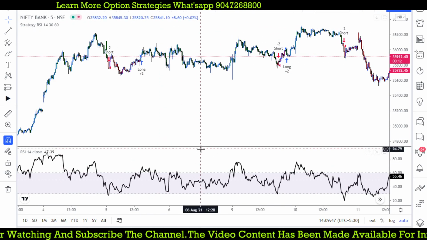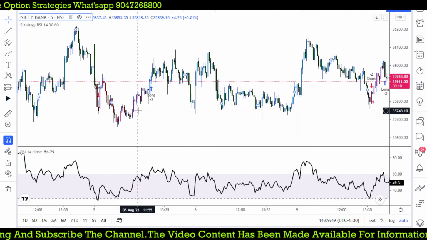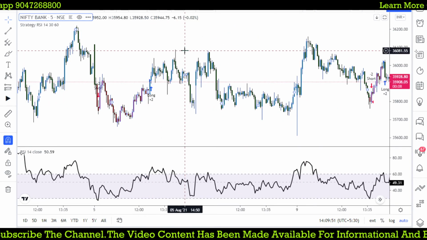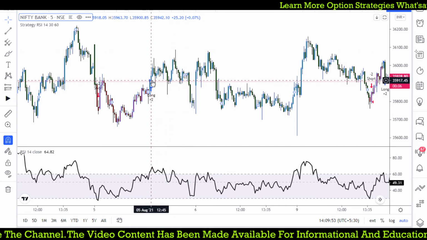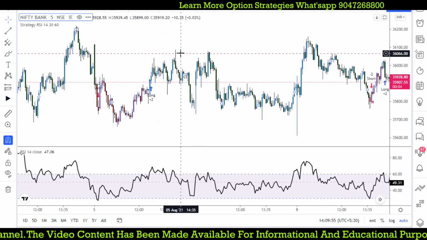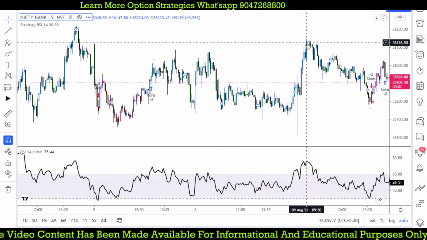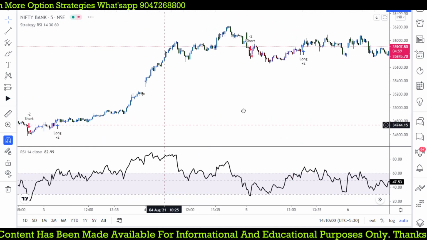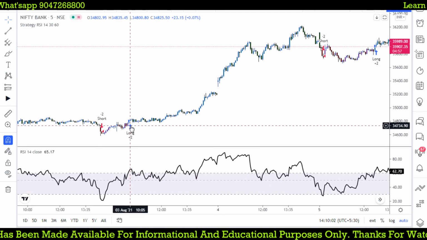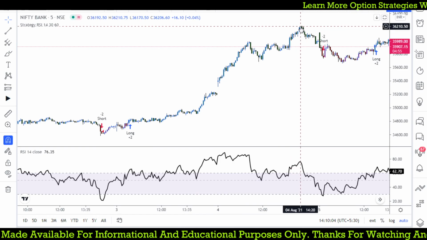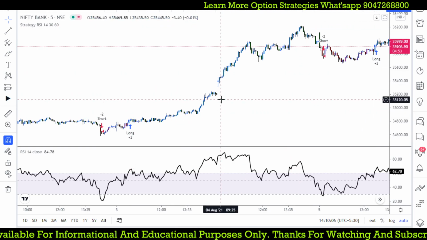So this way you can backtest from TradingView, and the previous buy signal happened here and it moves towards 36,000. The entry happened at 35,900, and again it fell down and again it went up. Like that, the previous trades are moving very well. From 34,700 it went up to 36,000, a 2,000 point move.